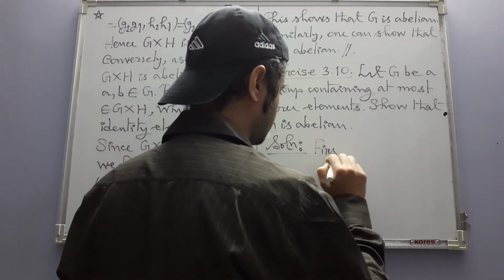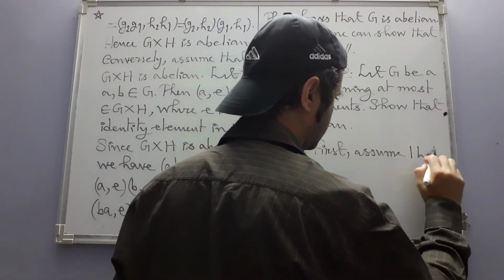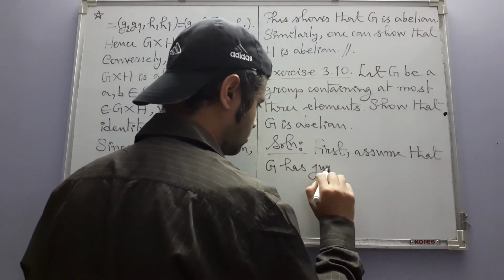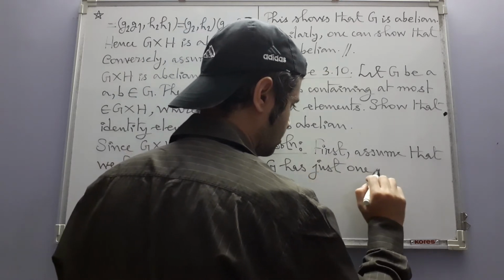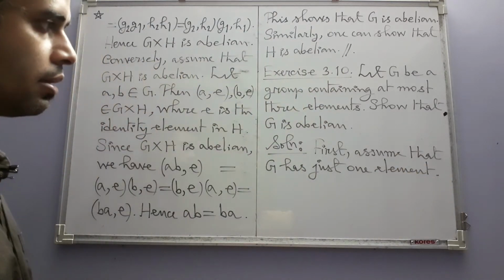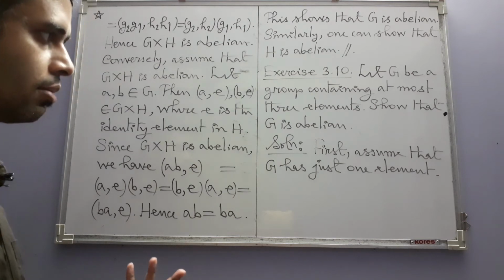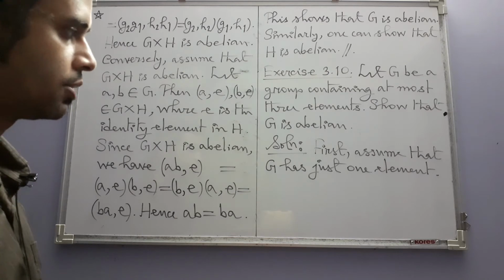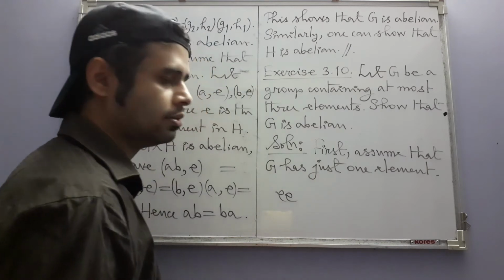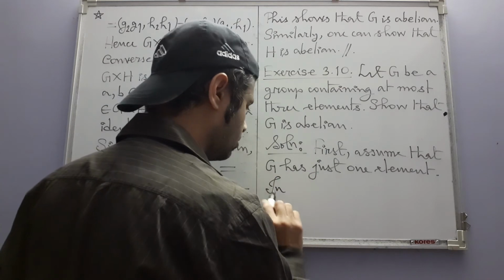First, assume that G has just 1 element. Then that single element is of course the identity element, and G in this case is obviously in a trivial manner abelian, because the only product you can now think of is EE. That's just it. So we don't write that thing.